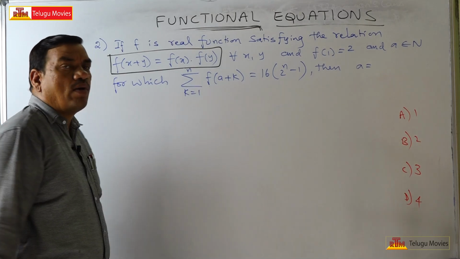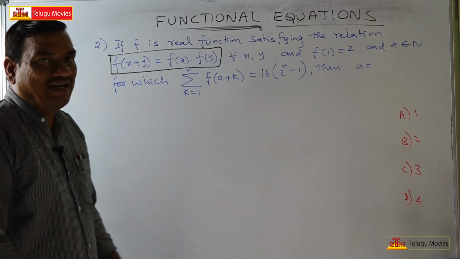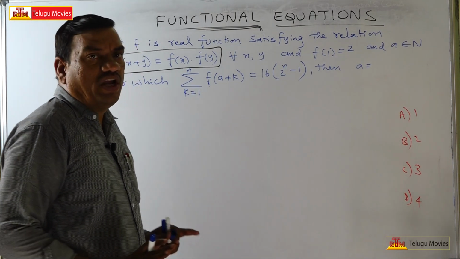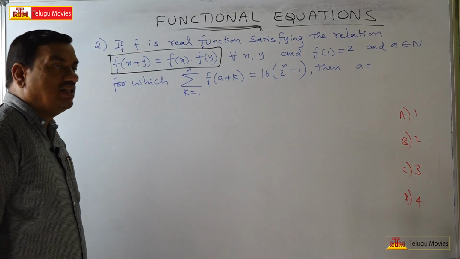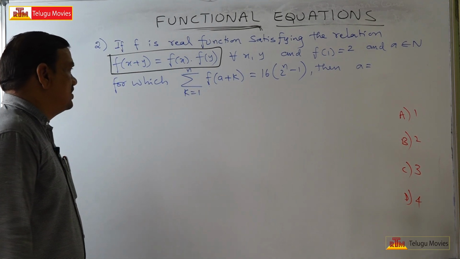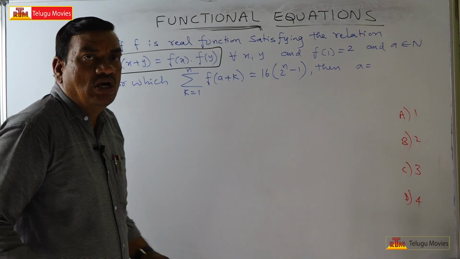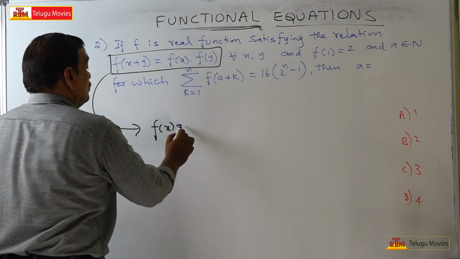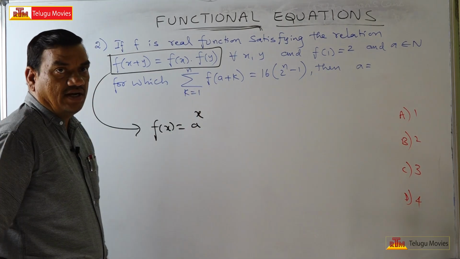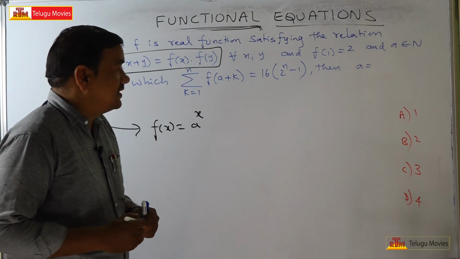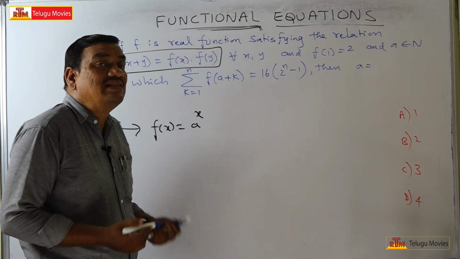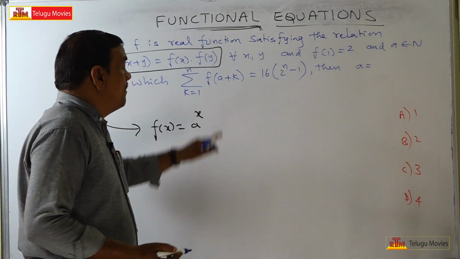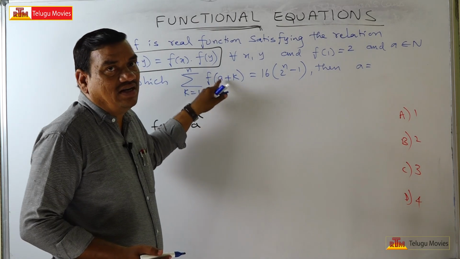By seeing these problems, don't get tension. Just be cool. Here one condition is given. What is that condition? F of x plus y is equal to f of x times f of y. So immediately what will you write? F of x is equal to a power x. Understand? But remember that here you can write a power x, where a is a positive real number. But already here one a is given in the problem.